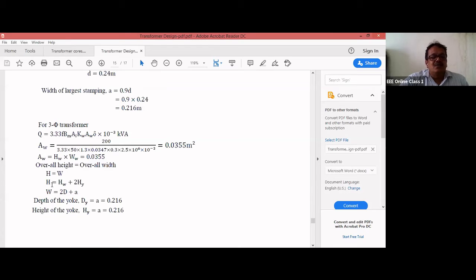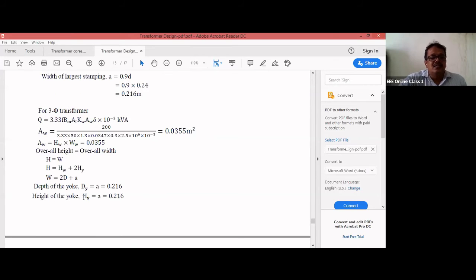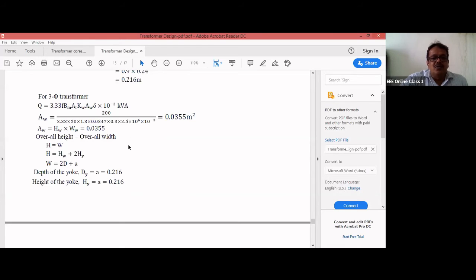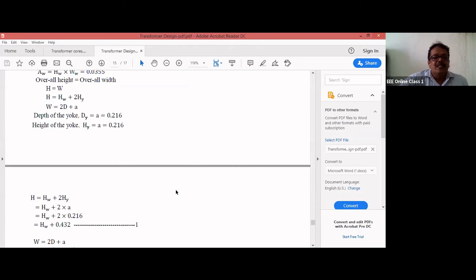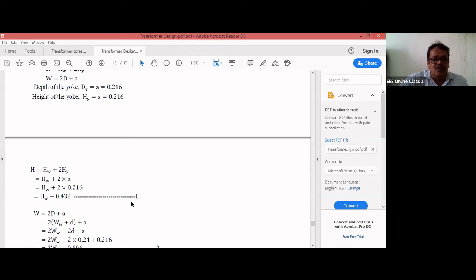So what is this one now? Overall height H is equal to HW plus 2HY and W is equal to 2D plus A. Depth of the yoke you calculate. Dy is equal to A, 0.216. Height of the yoke, Hy is equal to A, 0.216. This is required. Then come back to here. Take overall height of the frame, H is equal to HW plus 2HY. Substitute for HY here, 0.216. H is equal to HW plus 0.432.